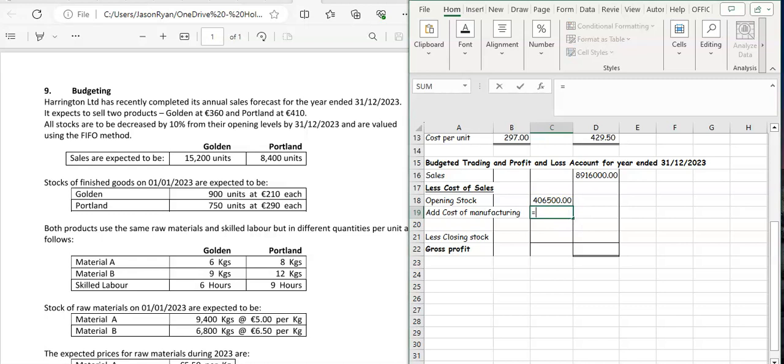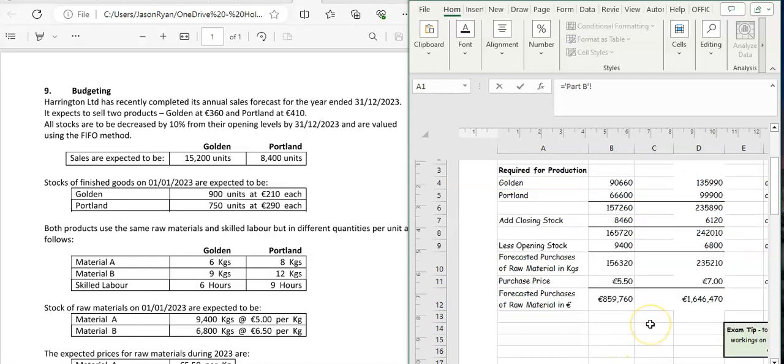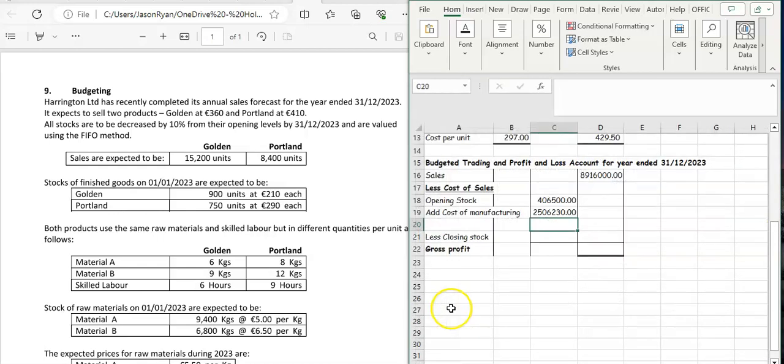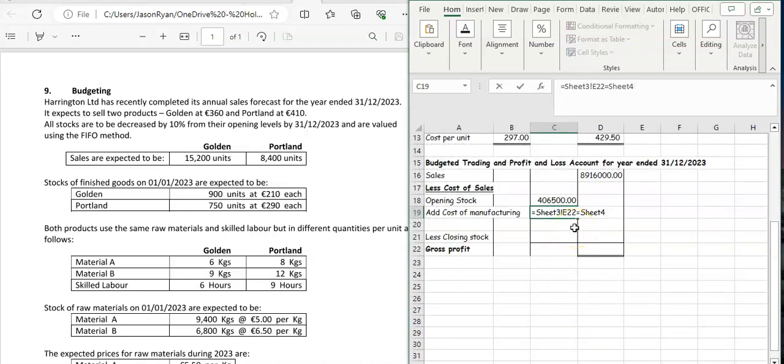So the cost of manufacturing is taken from part B. Is that already calculated? So we're going to take it for the two of them. The cost of manufacture taken from part C. So we have part C. With this figure here, we're going to add the two of them together. And then we need to take away the closing stock figure.